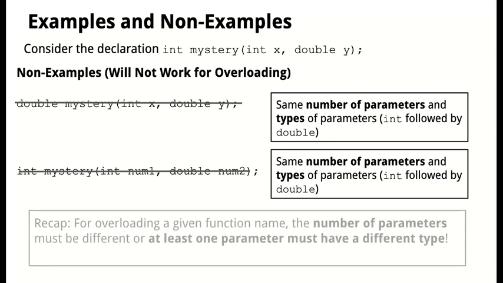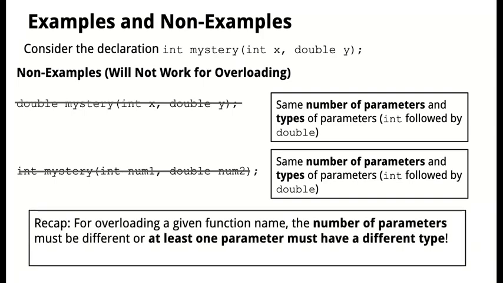So to recap, what matters most for overloading a given function name is that the number of parameters must be different, or at least one parameter has to have a different type. Again, you really want to focus on the parameter list when you're analyzing overloaded functions.